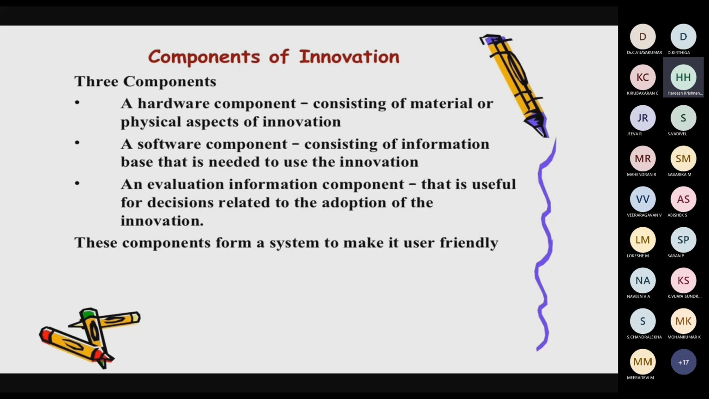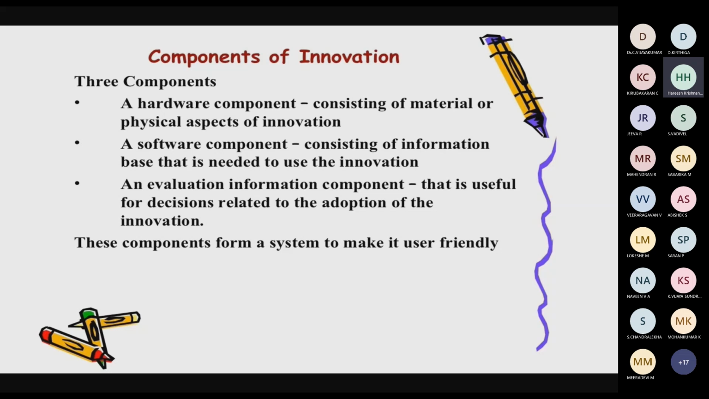After the production, or after finding a new product, you need to do some evaluation process. After the evaluation process, we will reach a decision: it is okay, we can adopt it for the marketplace or for some industrial purpose. We can use this. So these are the three components or three steps within the innovation part.